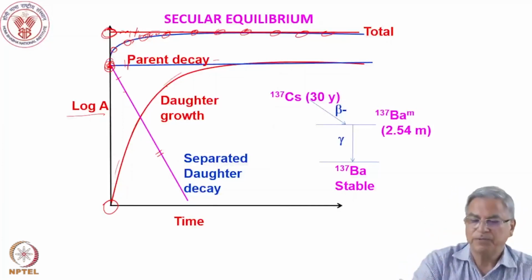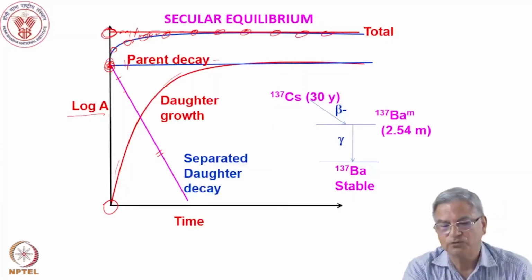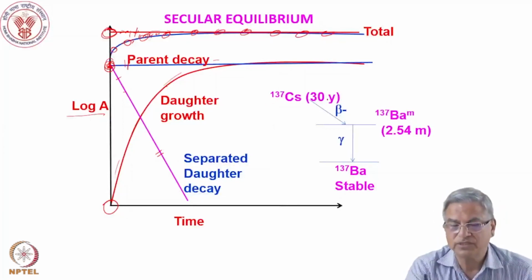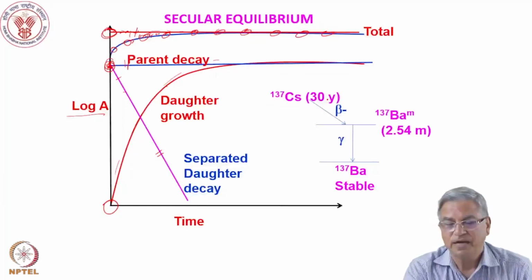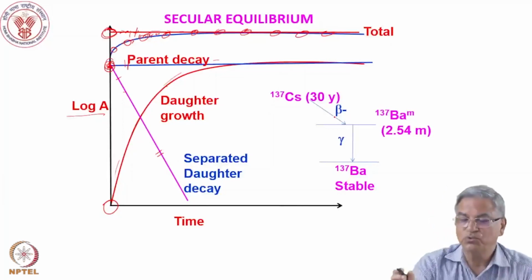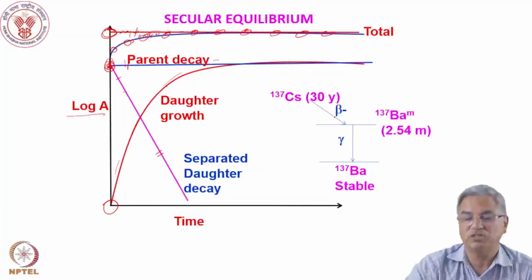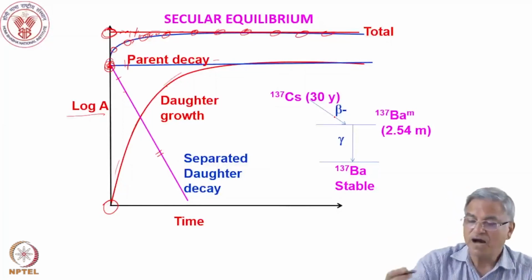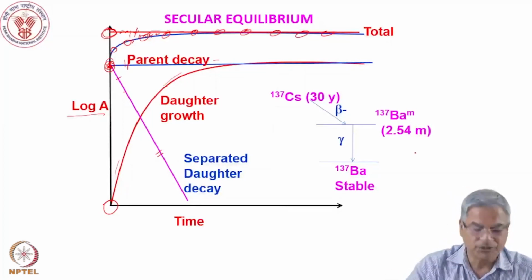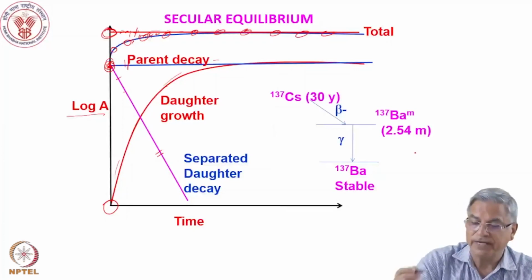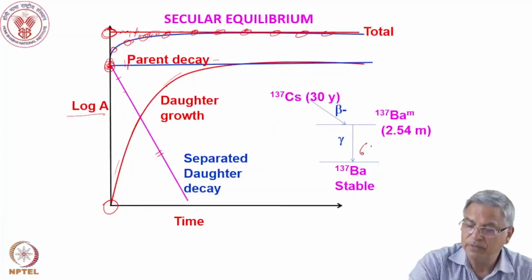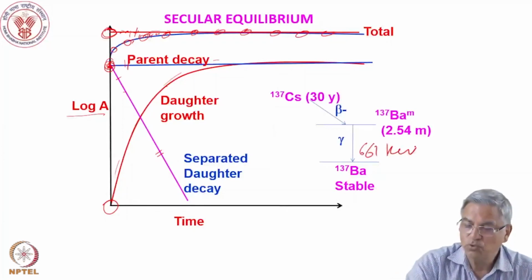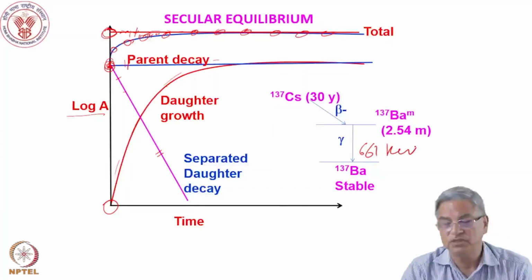And the typical example I have shown here, the experiment in fact is done in the laboratories. You take cesium-137 having a half-life of 30 years, and it undergoes beta minus decay to the isomeric state of barium-137, which has a half-life of 2.54 minutes and emits a gamma ray of 661 keV to reach the barium-137 ground state, which is stable.